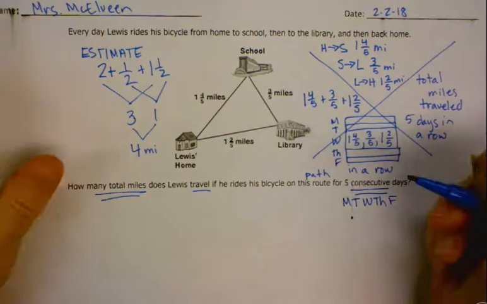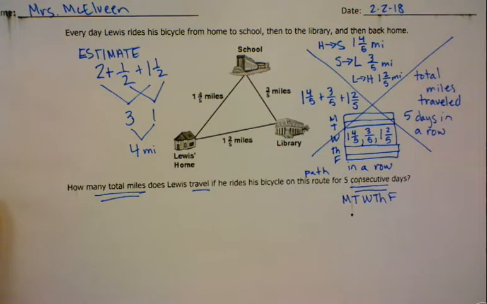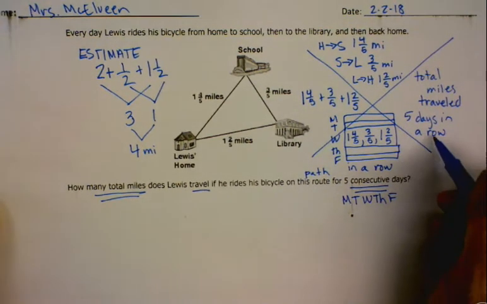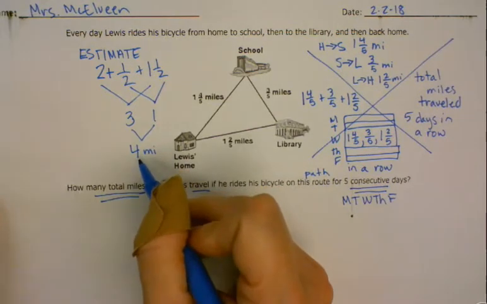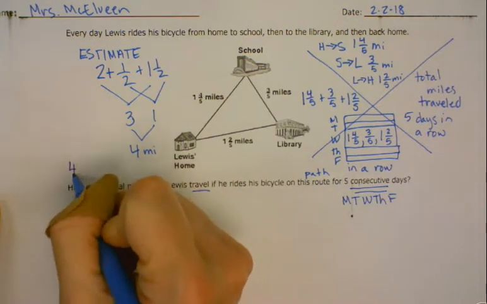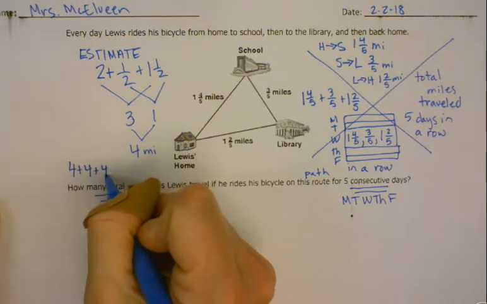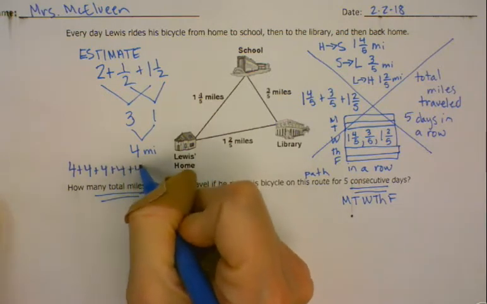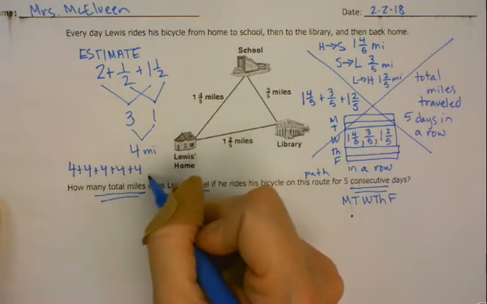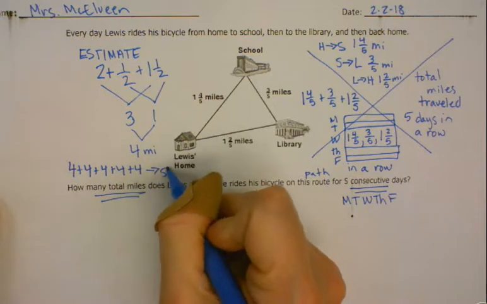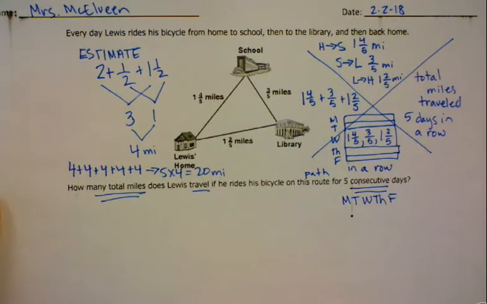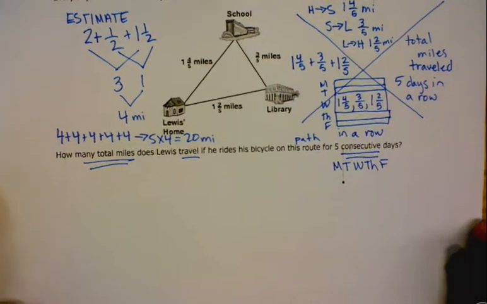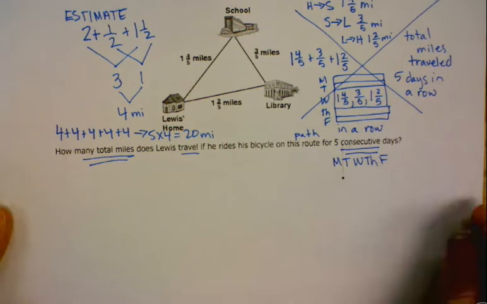I almost forgot that it was 5 days is what it asks about, but I wrote it here and I underlined it. So 5 days, 4 miles each day would be like 4 plus 4 plus 4 plus 4 plus 4, or faster, 5 times 4 equals 20. Wow, around 20 miles. Okay, so now I'm going to do some actual work. I'm going to scoot this up so I have a little bit more workspace.